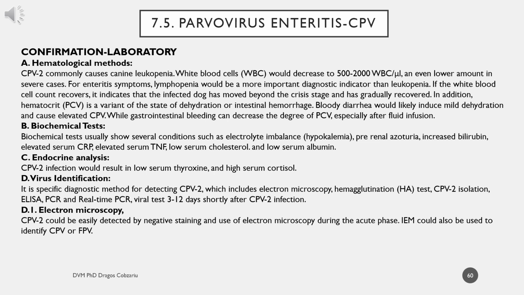D. Virus identification. It is the most specific diagnostic method for detecting CPV2, which includes electron microscopy, hemagglutination, HA, test, CPV2 isolation, ELISA, PCR and real-time PCR, viral test 3 to 12 days shortly after CPV2 infection. D.1. Electron microscopy. CPV2 could be easily detected by negative staining and use of electron microscopy during the acute phase. EM could also be used to identify CPV or FPV.